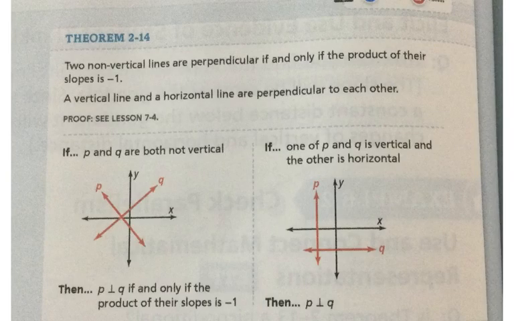Next thing we're going to do is talk about perpendicular lines. So the book says two non-vertical lines are perpendicular if and only if the product of their slopes is -1. So what does product mean? What's the product? Answer to a multiplication problem. So this is saying if we multiply their slopes, we should get -1.